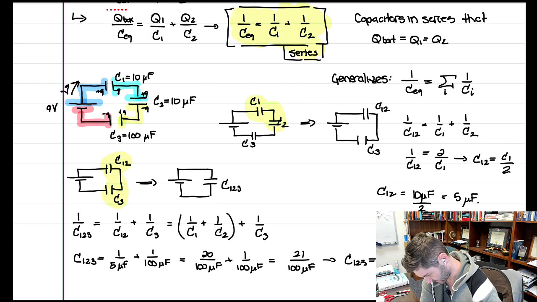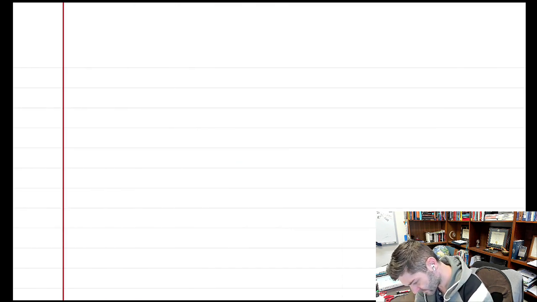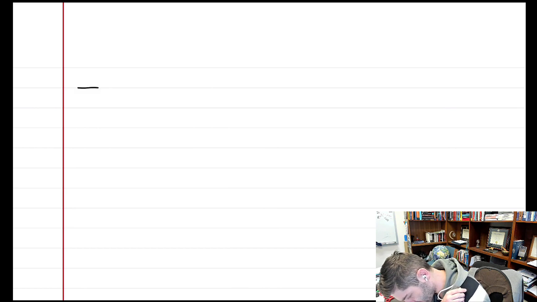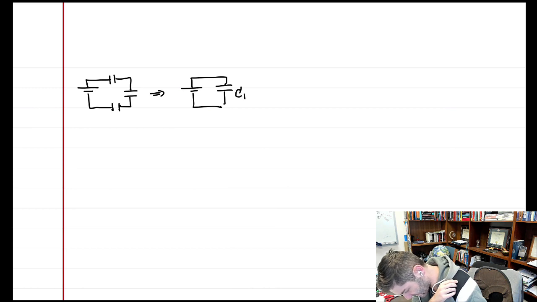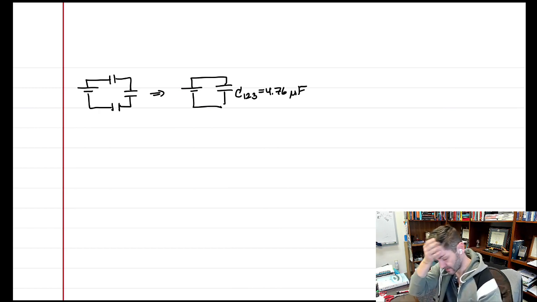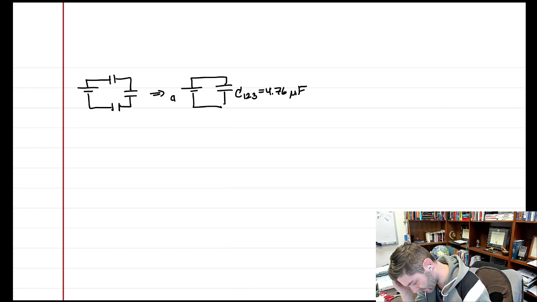I ran out of room on this page, so I'll just redraw. What this says is, I have a battery that has 3 capacitors. That is the same thing as that single same battery with a single capacitor that has a capacitance equal to C123, which we said was 4.76 microfarads. And this was, we said, a 9-volt battery. So then this is 9 volts.